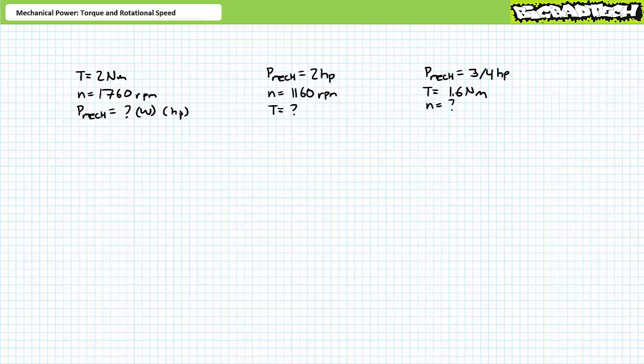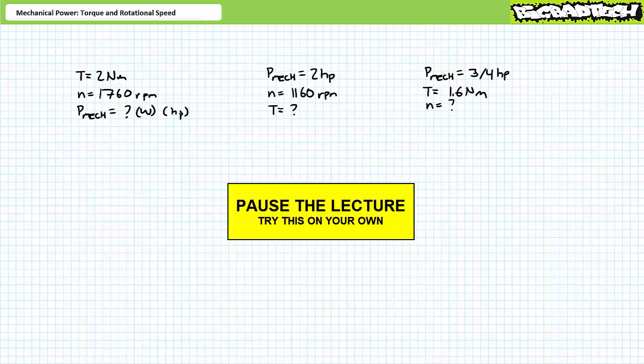Let's put your understanding of the mechanical power formula to the test with a series of illustrated example problems. Given the specified data, see if you can solve the desired unknowns. Some problems may necessitate unit conversion and/or algebraic manipulation. By all means, pause the lecture and try this on your own. If you're tracking, you should have obtained the following values.